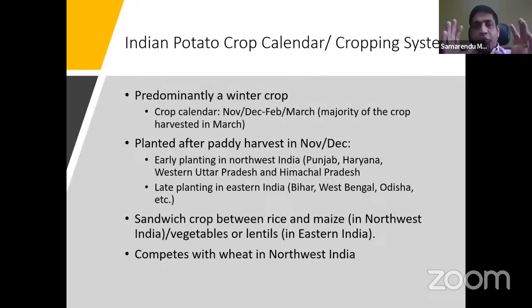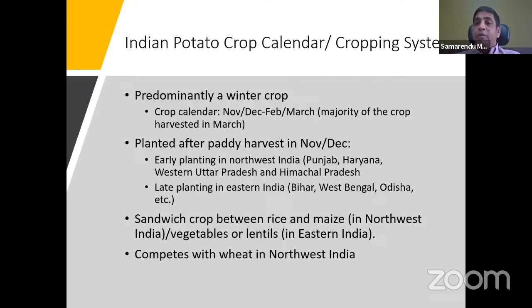So if you look at the way potato is a sandwich crop between rice and maize in many parts, or rice and vegetables in many parts. If you look at the farmers in Haryana, Northwest India, they harvest rice, then they have the option of growing potato or wheat. So potato competes with the wheat land there. They grow either potato or wheat. Then they go for vegetable crops or the maize crop. So at least a three-crop cropping system is in place where potato works as a sandwich crop in many parts of Asia.